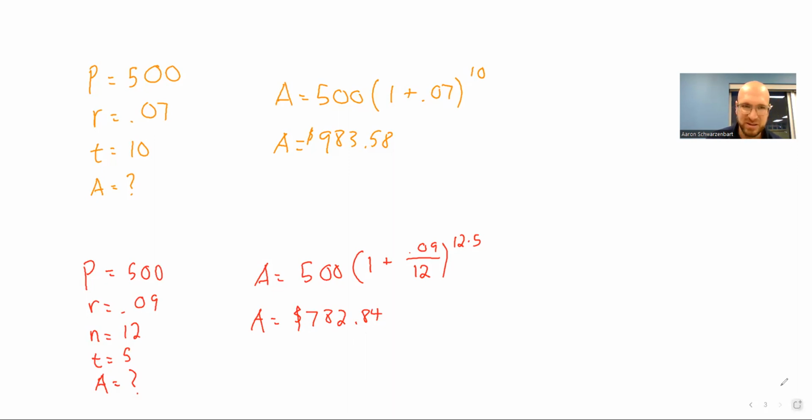Finding the time period on an investment. Example 3. Judy has $500 invested at 9%, compounded monthly. How long will it take her investment to grow to 3,000? So I'm looking for 3,000. My principal, again, 500. They like that amount. My rate, still 9%, and N is 12. I'm looking for my time this time.